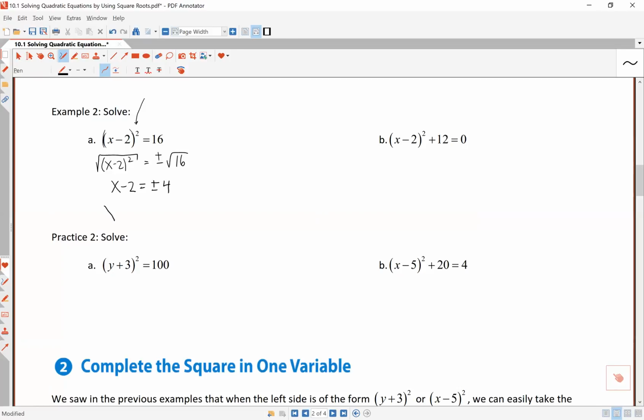Now, when you add 2 to both sides, you can't add it to this 4 and write 6. It's 2 plus 4 and 2 minus 4. So the two answers are 2 plus 4 is 6, and 2 minus 4 is negative 2. So the solutions to this are x equals 6, or x is equal to negative 2.